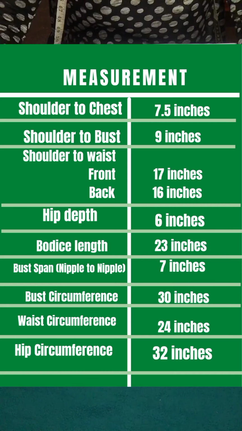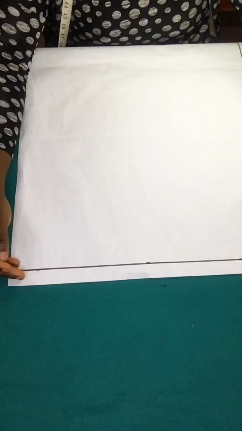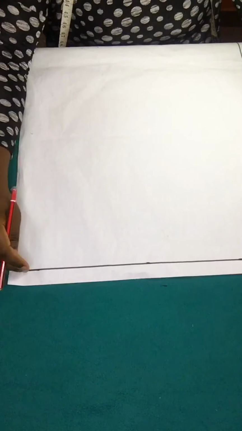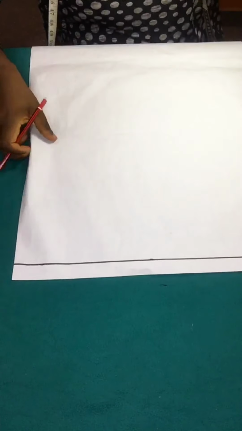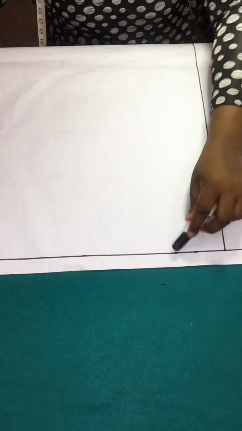So today, we'll be learning how to draft a full-scale basic bodice pattern. The measurement we will use for this pattern drafting is displayed on the screen. Now, as you can see my pattern paper, I have already taken my border line. The line you are seeing here is a border line of 1 inch. I measured 1 inch downwards and I connected it with a straight ruler up to this point.